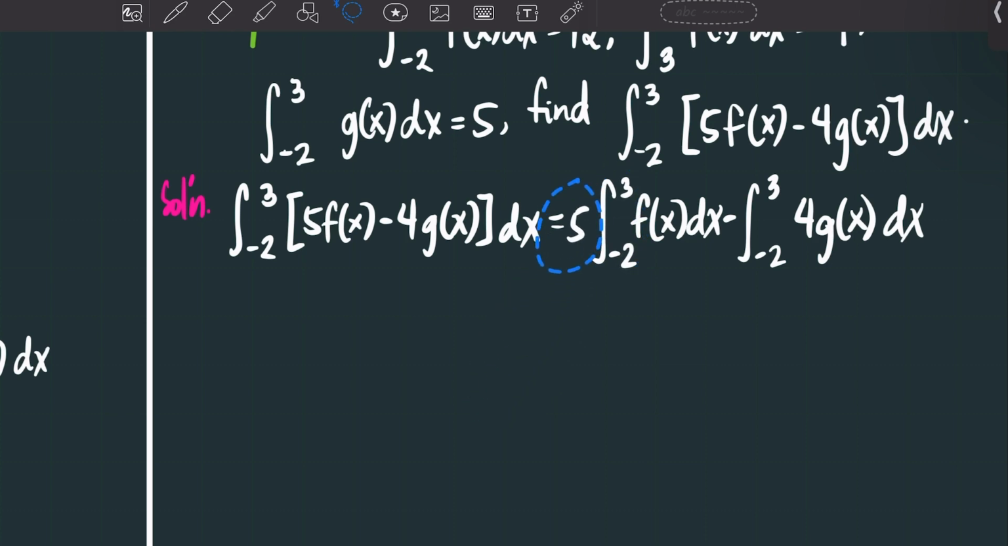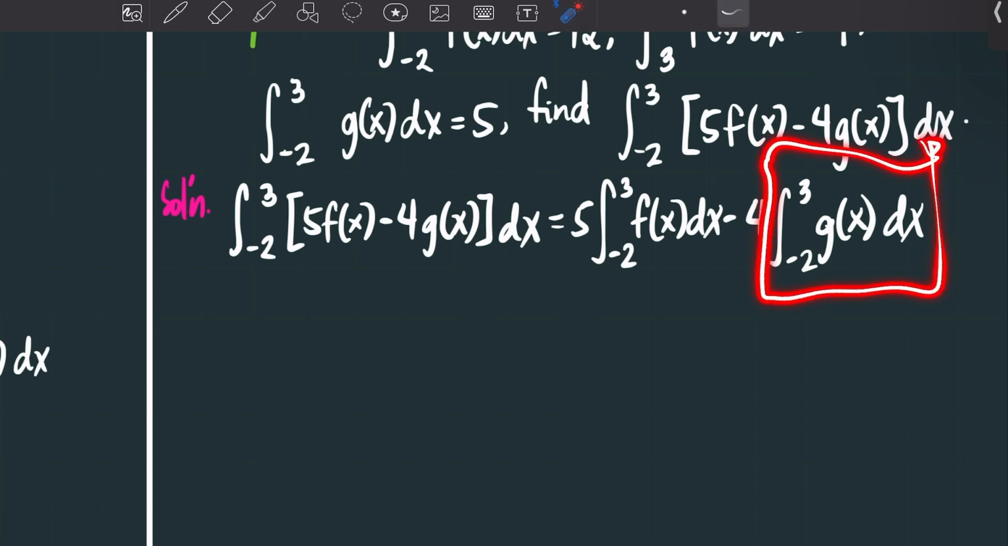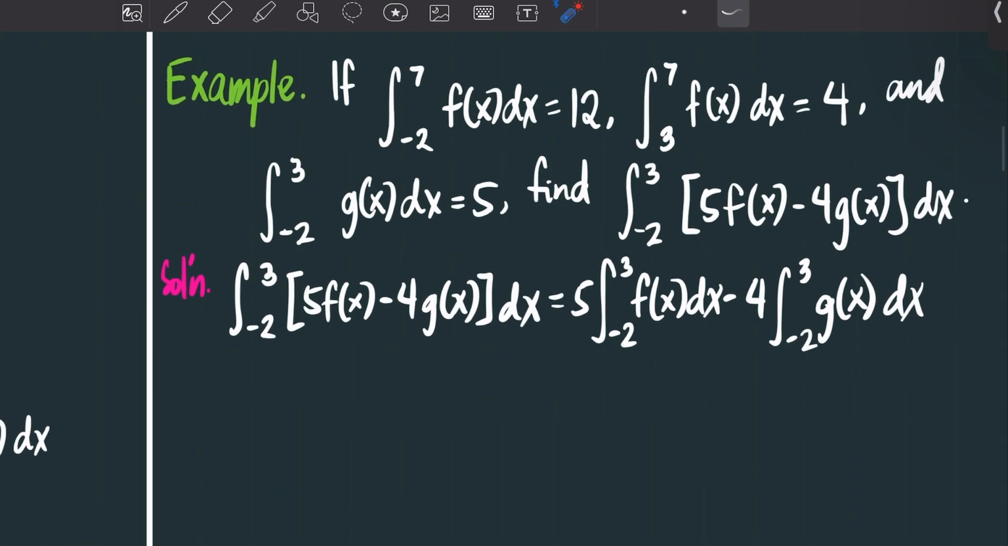So it becomes 5 times the integral from negative 2 to 3 of f of x dx minus 4 times the integral of g of x from negative 2 to 3. This one is already given to us. That's the only one given. However, we have no given about this integral. So, let's try and see what we have.